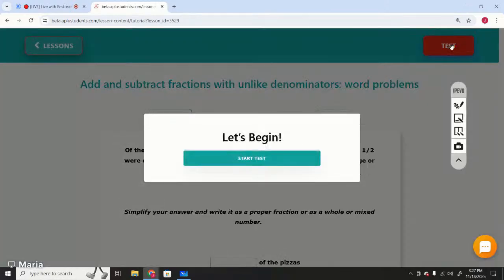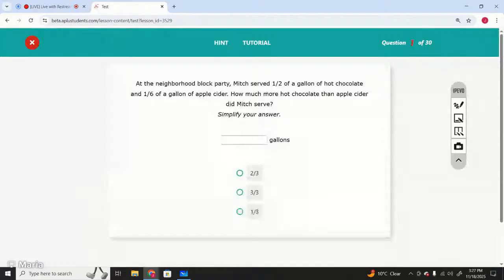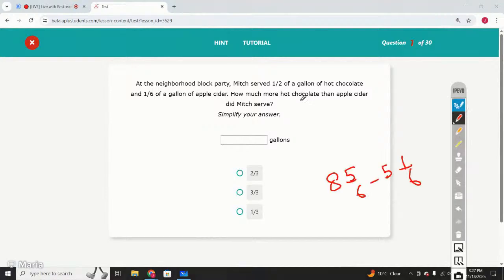I'm going to start with the test questions. At the neighborhood block party, Mitch served half of a gallon of hot chocolate and 1/6 of a gallon of apple cider. How much more hot chocolate than apple cider did Mitch serve? Hot chocolate is 1 by 2. How much more hot chocolate than apple cider served? So we need to subtract.